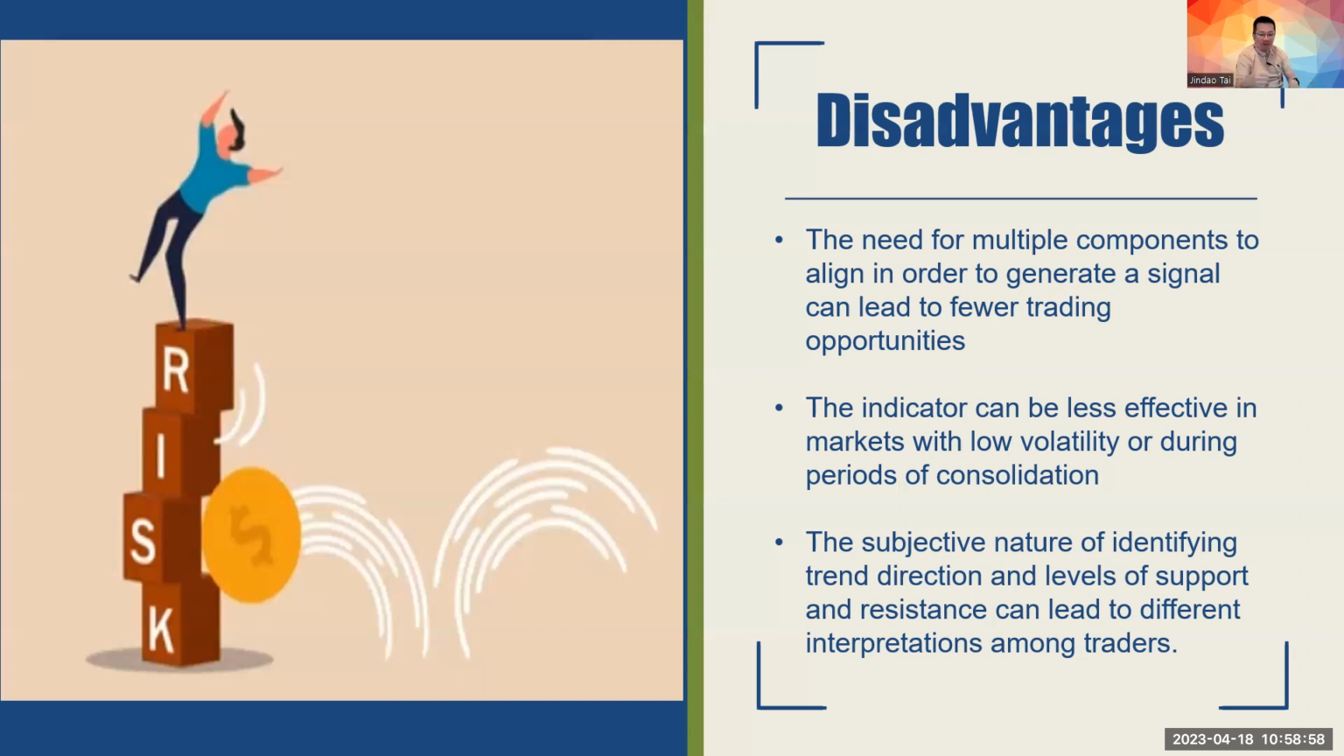And lastly, remember that the subjective nature of identifying trend direction, levels of support and resistance, can lead to many different outcomes, many different analyses or biases. Everyone views the markets differently. Everyone anticipates different things. Some people will look at a resistance level and expect it to break. Some will look at a price moving towards a resistance and think that they could buy it to resistance.